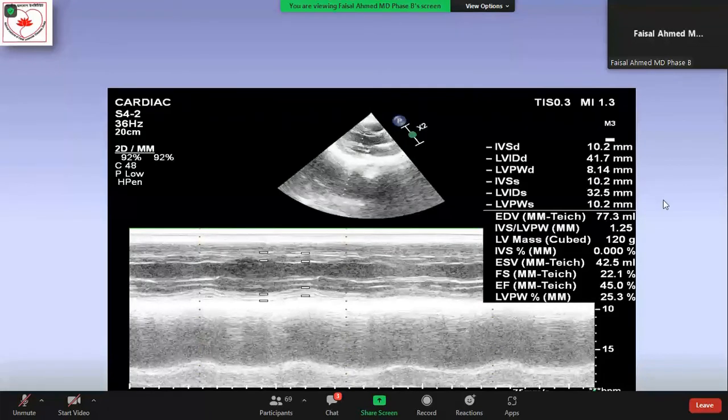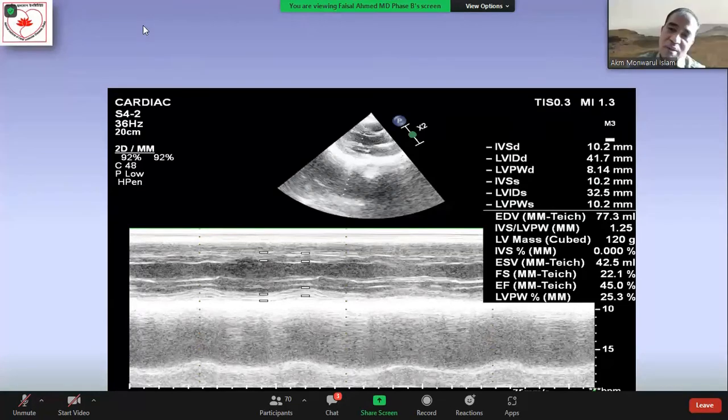We consulted with the sir from EP, Tushar sir, about this case, and CRTP can be done as well as dual chamber. These are the 2 options.